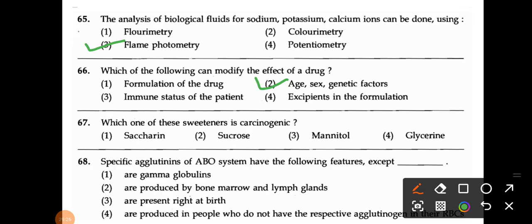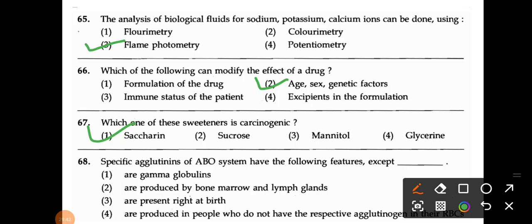So this question is from your pharmaceutics, the different sweetening agents that we are adding in your formulations. So which one is the carcinogenic? Saccharin, sucrose, mannitol, and glycerin. So the correct answer is your saccharin.